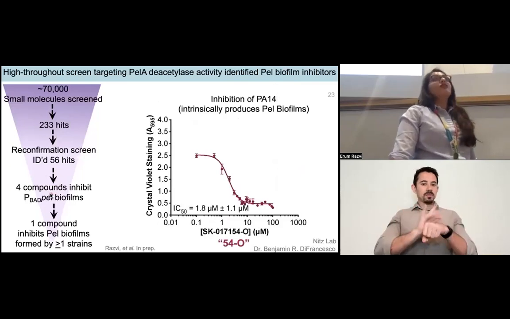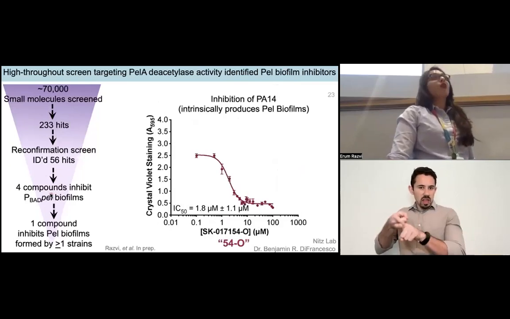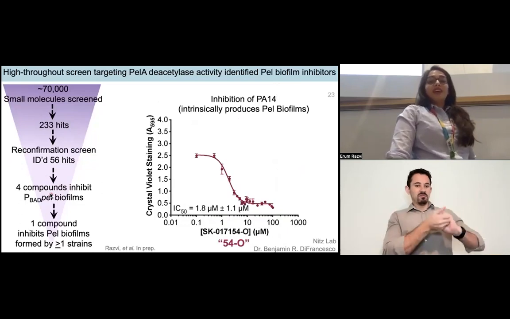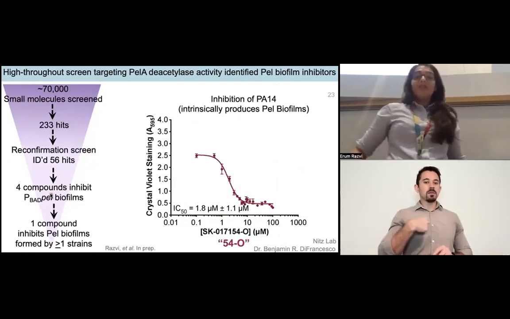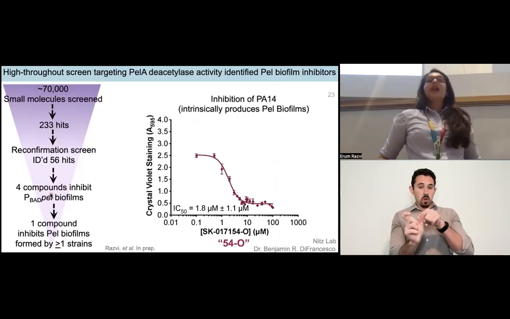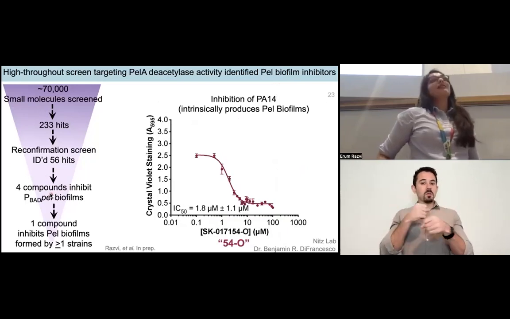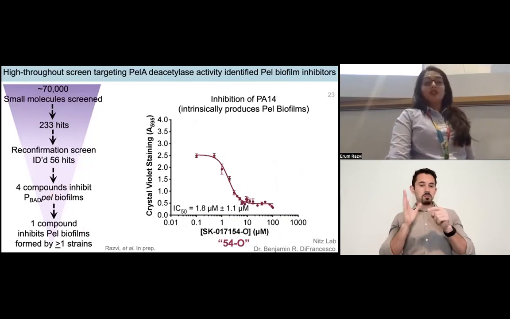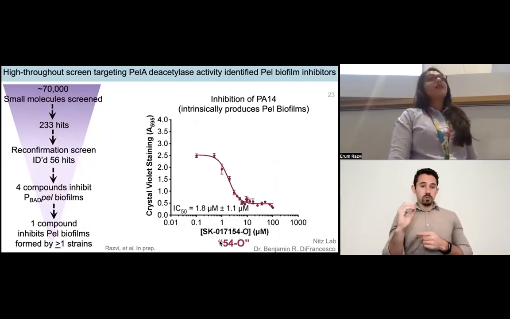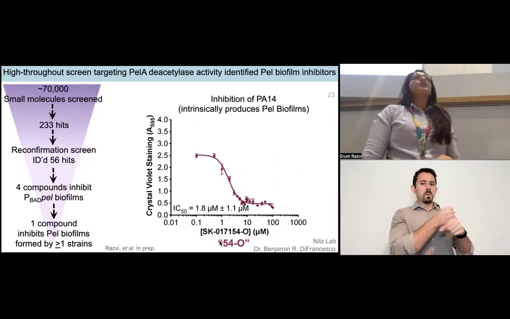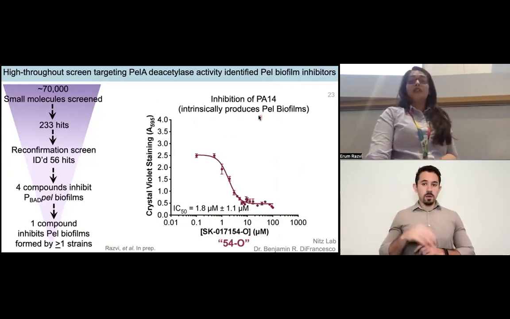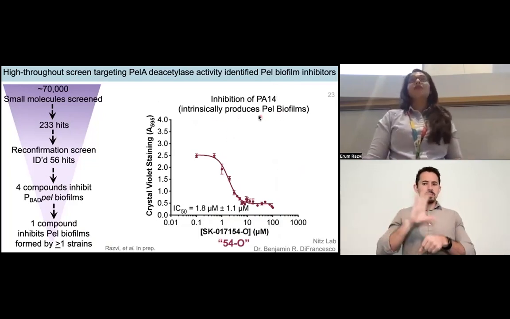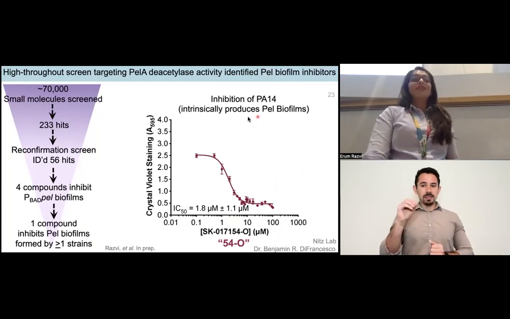One compound was found to inhibit Pel biofilms formed by multiple strains. In collaboration with the NIST lab, we confirmed the structure of this compound, identified its active form, and synthesized it in-house. This compound, which I'll refer to as 54O, robustly inhibits biofilms formed by the P. aeruginosa strain PA14, which intrinsically produces Pel biofilms, and has an IC50 of 1.8 micromolar.